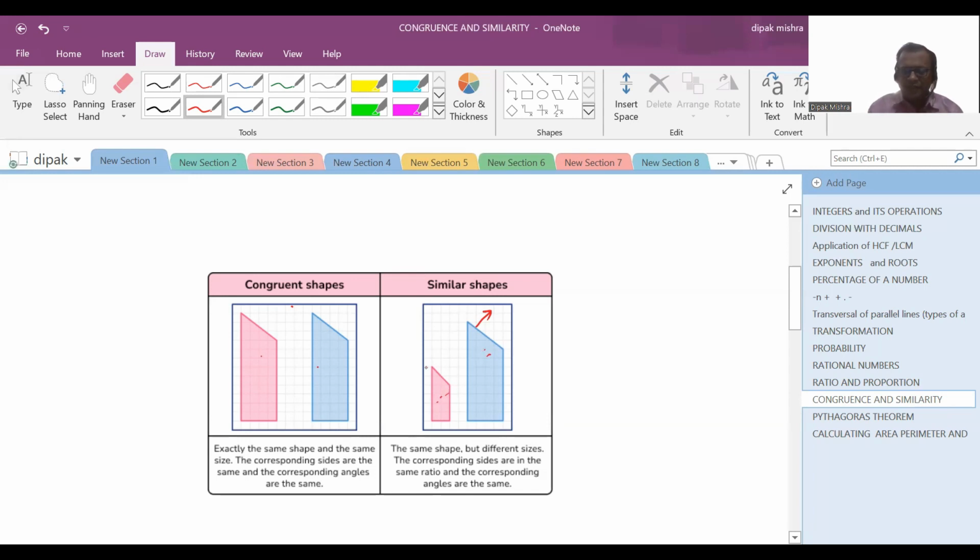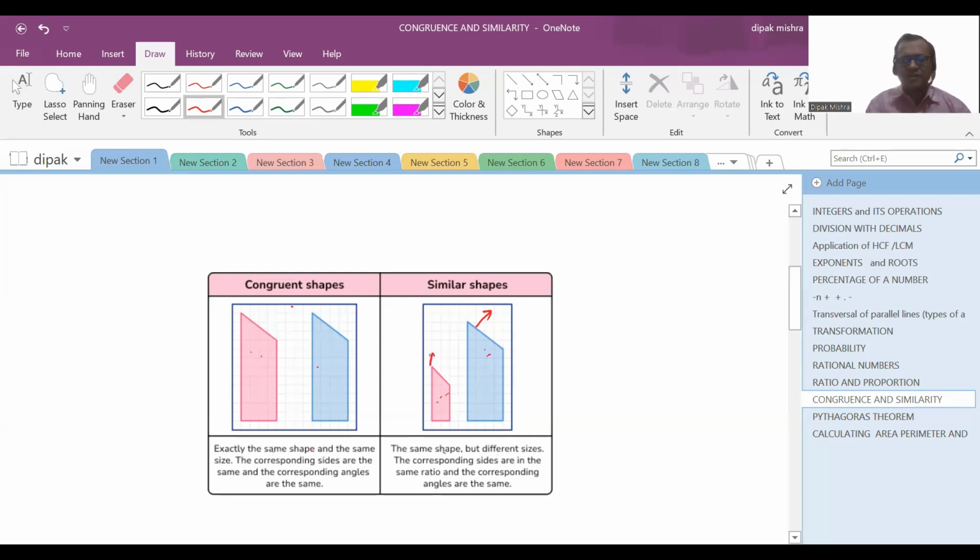So we can say that congruent shapes are exactly the same shape and same size, and the sides are equal and the angles are also equal. But similar shapes are the same in shape but not in size. You notice here that the blue figure is a dilated version of the pink figure. So same shape but different sizes. Now, what do we infer from this? We can say that all congruent shapes are similar, but all similar shapes may not be congruent.